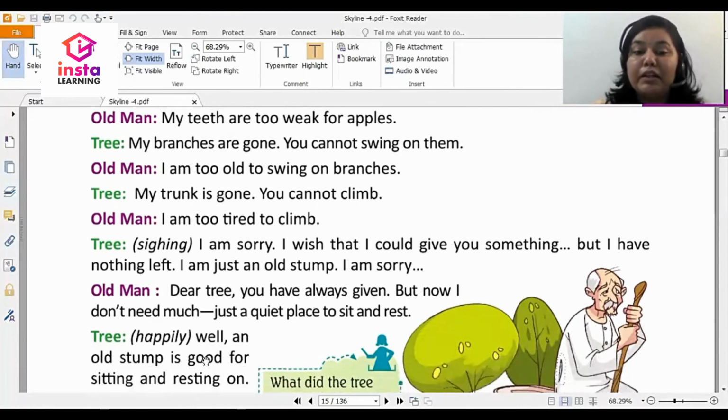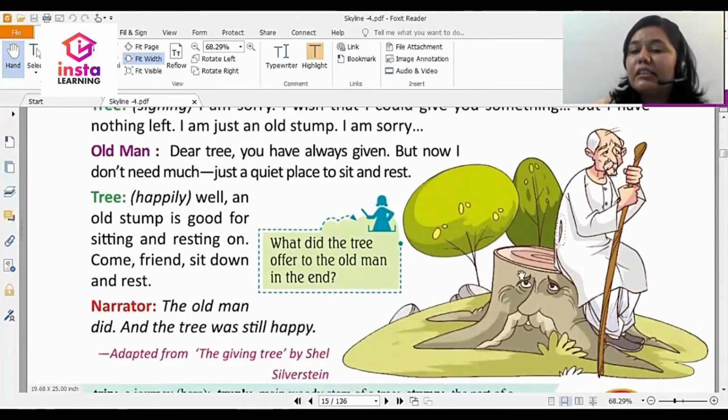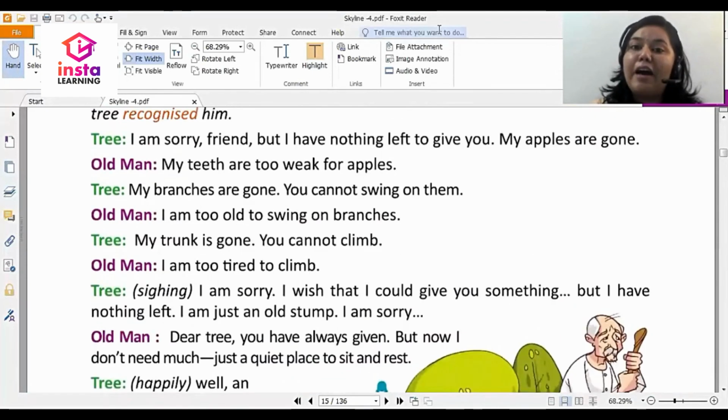Now, tree again becomes happy. Why? He says, well, an old stump is good for sitting and resting on. Come, friend, sit down and rest. So, you can see the stump of the tree. Now, this little boy who's turned into an old man is able to comfortably sit on this part of the tree. The narrator: the old man did, and the tree was still happy.